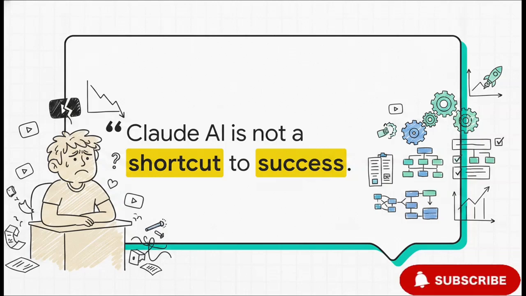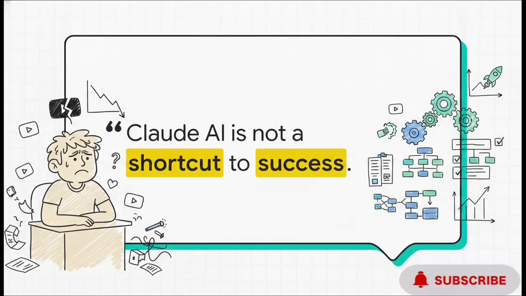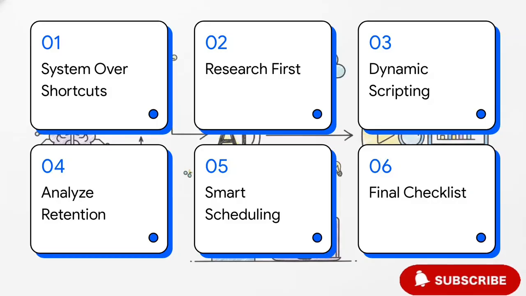If you think you can just type a one-sentence prompt, close your eyes, and wake up to 1 million views, you're going to end up incredibly frustrated. It won't automatically make your content go viral. You still need a meticulously crafted system. You need a process. Okay, let's dive into this.